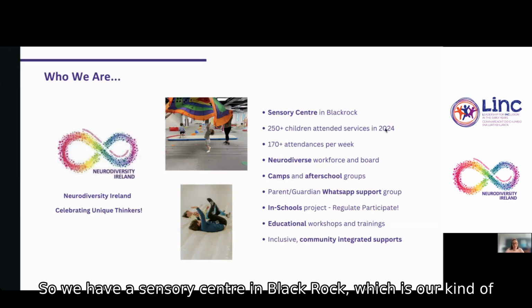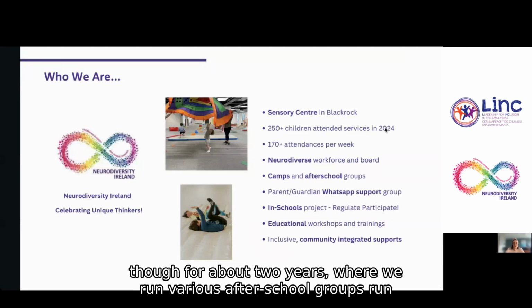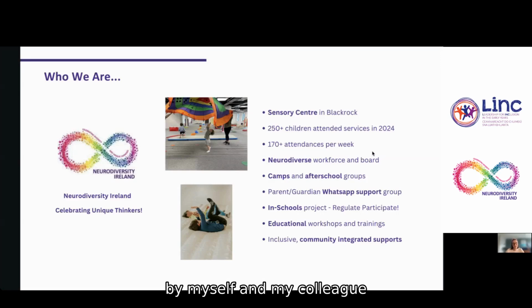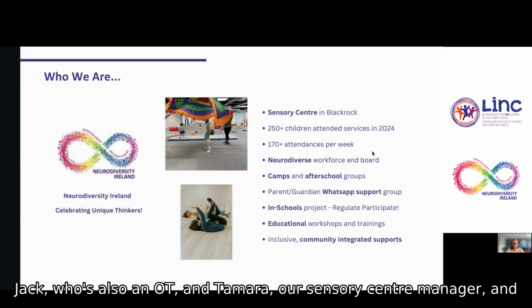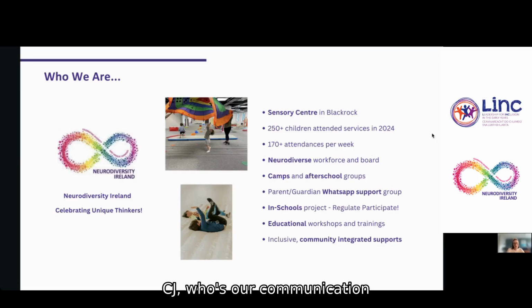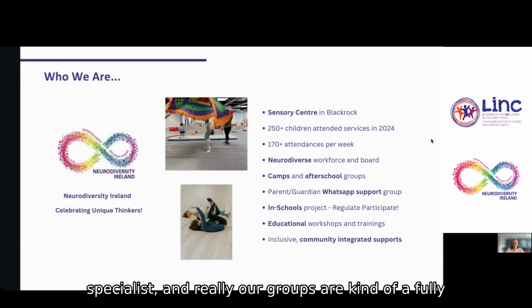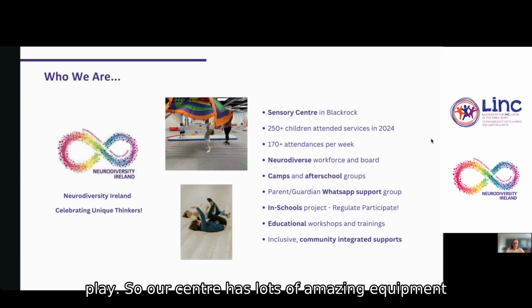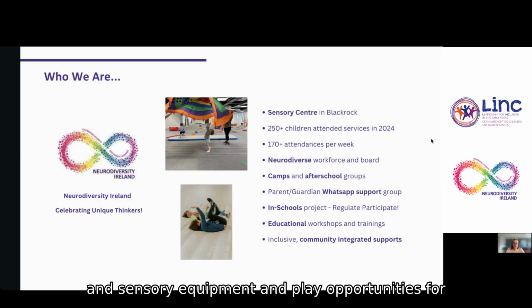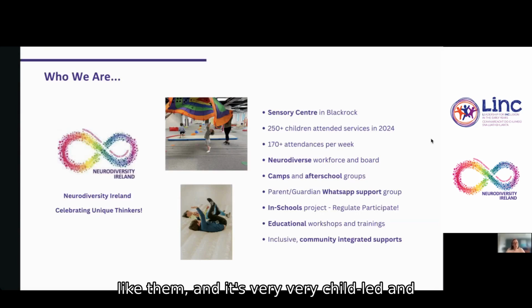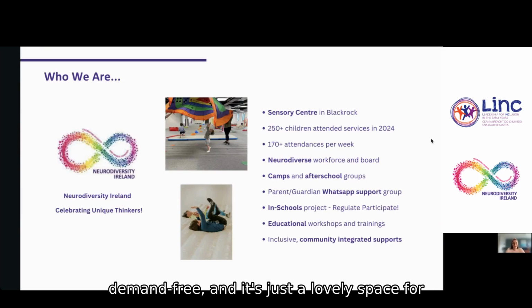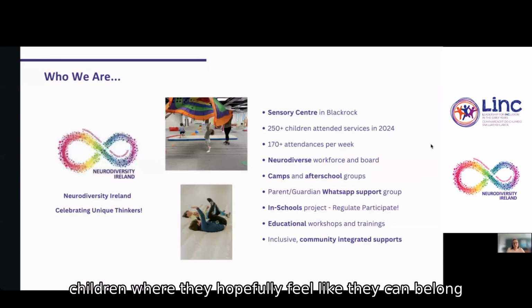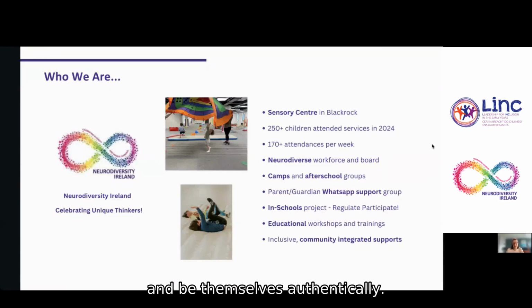So we have a sensory centre in Blackrock, which is our temporary space. We've been there though for about 2 years, where we run various after school groups run by myself and my colleague Jack, who's also an OT, and Tamara, our sensory centre manager, and CJ, who's our communication specialist. And really our groups are a fully inclusive space for neurodivergent children to come and engage in the occupation of play. So our centre has lots of amazing sensory equipment and play opportunities for children to come and meet kids who play like them. And it's very child-led and demand-free. And it's just a lovely space for children where they hopefully feel like they can belong and be themselves authentically.